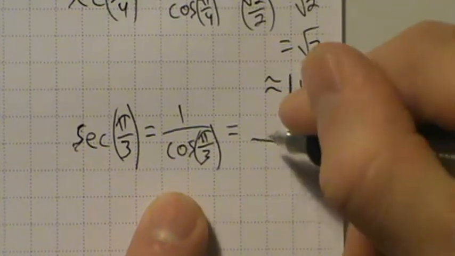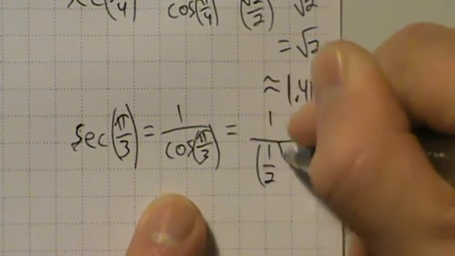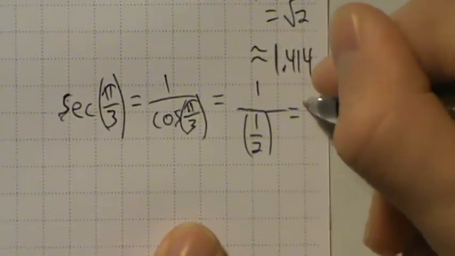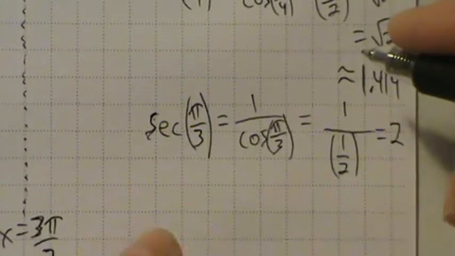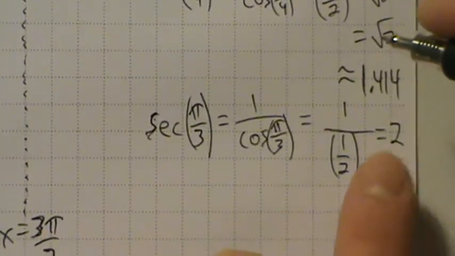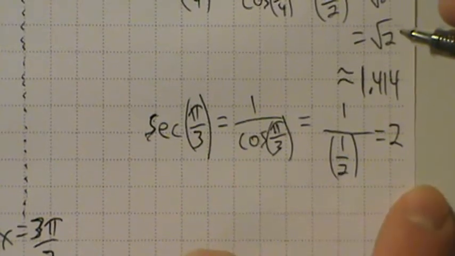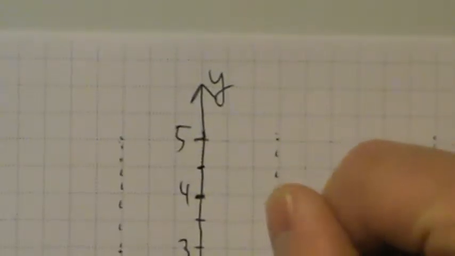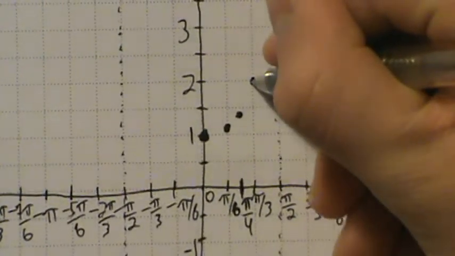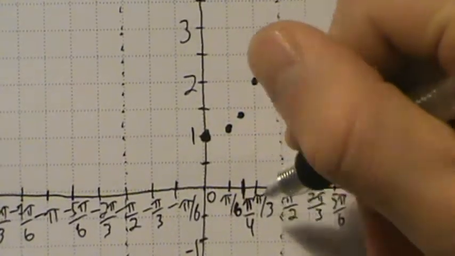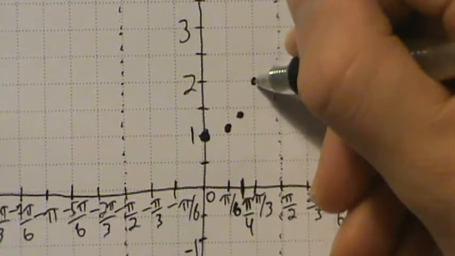Cosine of pi over 3 is 1/2, so this is 1 over 1/2, and 1 divided by 1/2 is just 2. So when x is pi over 3, the corresponding y-coordinate is 2. So pi over 3 comma 2, that's right here. When x is pi over 3, this point right here, the corresponding y-coordinate is 2.